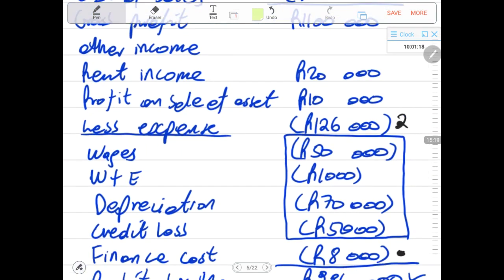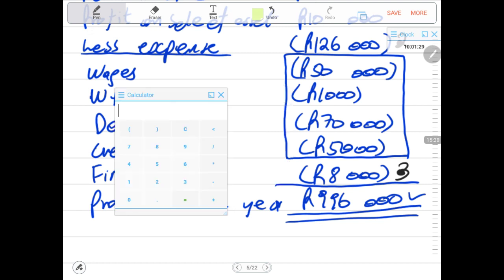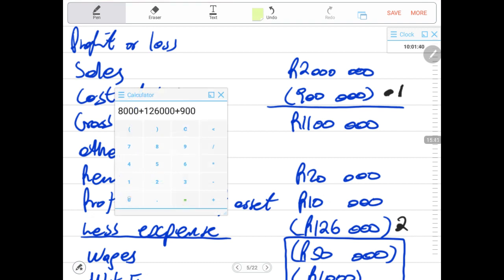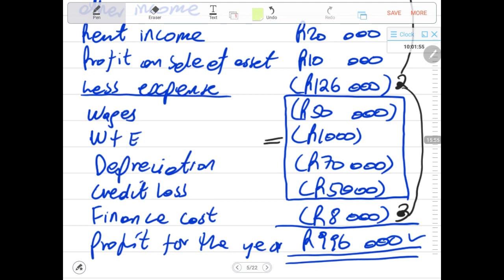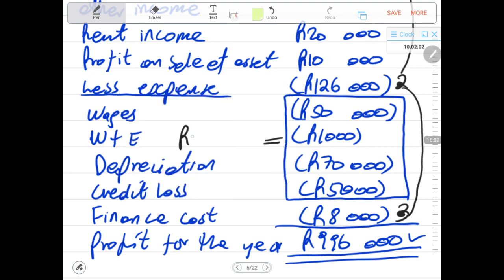My total expenses, which is number 2, 126,000. And my other expense, which is number 3, finance cost, it is 8,000 rands. So I need to calculate all these expenses and see how much I get. I have 8,000 rands plus 126,000 rands plus 900,000 rands. Now it gives me 1,034,000 rands. That means all my expenses and cost of sales together give me an amount which I want to write here, 1,034,000 rands. This is the expenses plus cost of sales.